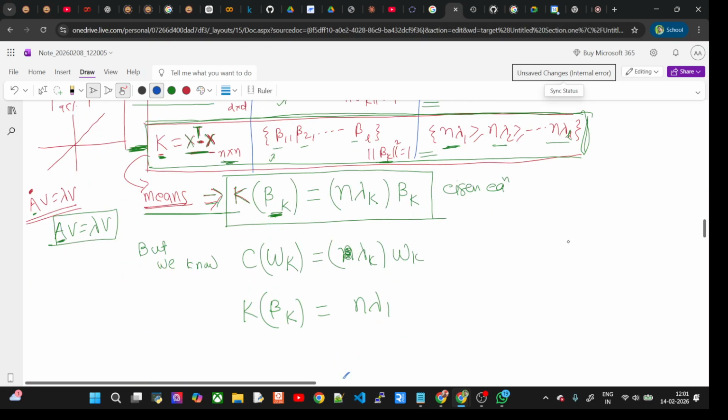Yeah, now it's coming. Okay, so what happened, n into lambda k. It's a little slow now.